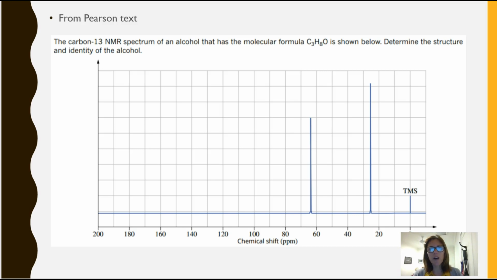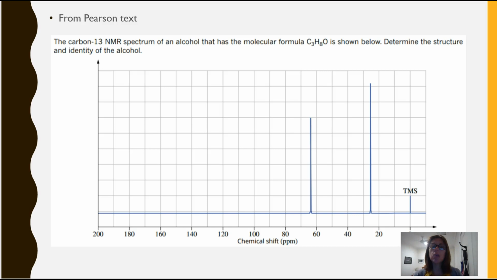And the peak at 25 is again the C to C bond, which is about our CH3 group, CH3 going to the C in the center. So that's our carbon to carbon bond. Our peak at 64 is our hydroxyl group there. So we're going to know that it's going to form either propan-1-ol or propan-2-ol. How do we know which one it is? First thing I would do is draw the structures of both.